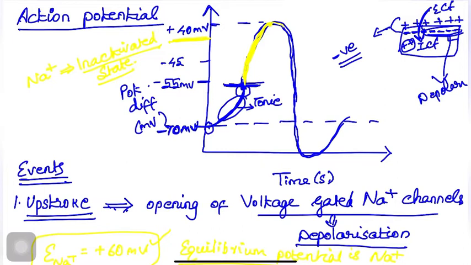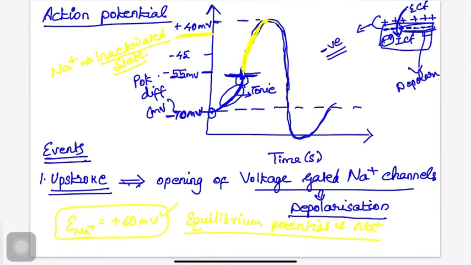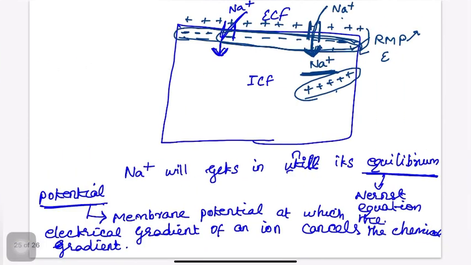What stops? Sodium influx stops, which means depolarization stops. Why? Because the sodium channels are going into the inactivated state, which means the inactivation gate gets closed. Understood? This is the reason for the upstroke ending. And then the second event is the downstroke.